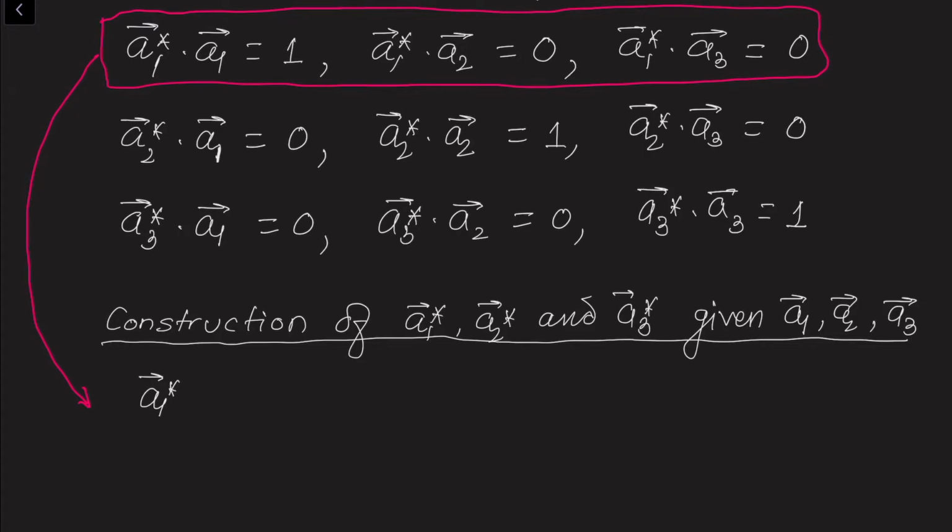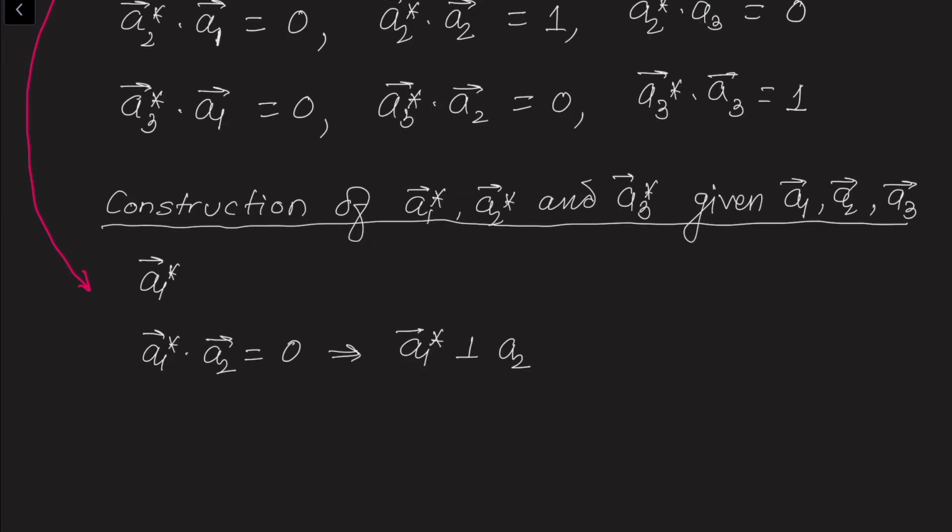So first let us see the second and third relation, that is A1 star dot A2 is equal to 0. This obviously implies that A1 star is perpendicular to A2. This is an important information because it's telling me some information about the direction of A1 star: that A1 star should lie in a plane perpendicular to A2.